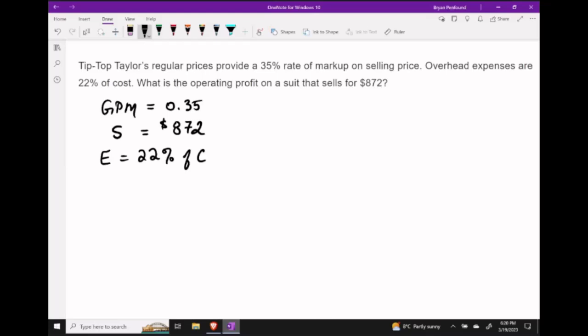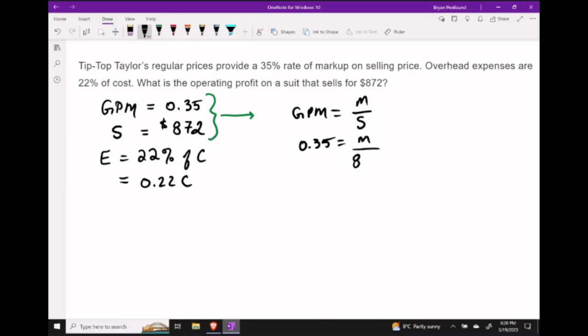We don't have the cost price right now, so the best thing we can do is say that E is equal to 0.22 times C. Now, since we have the GPM as well as the selling price, we can do a couple of things with these two values. For example, we know that GPM is equal to M over S. GPM is 0.35 and S is 872. So we should be able to solve for the markup in dollars by performing the multiplication 0.35 times 872.